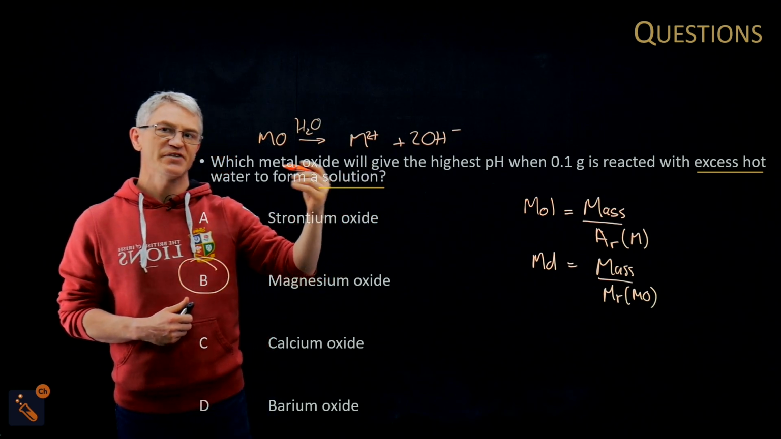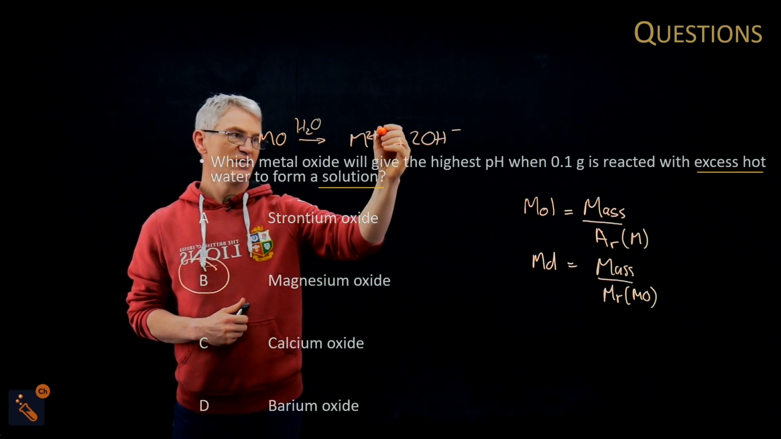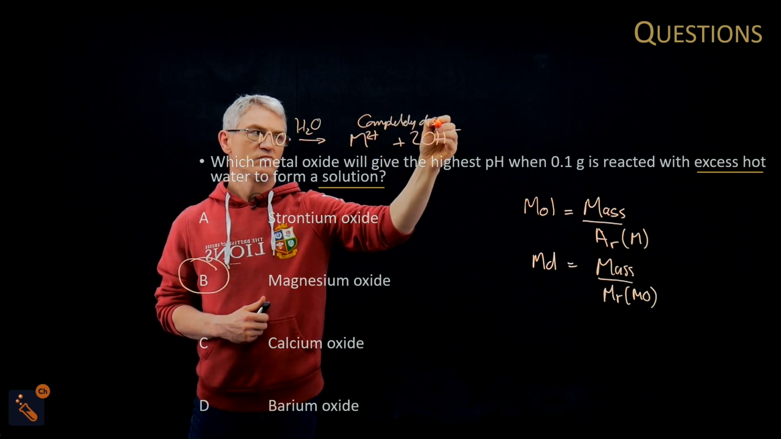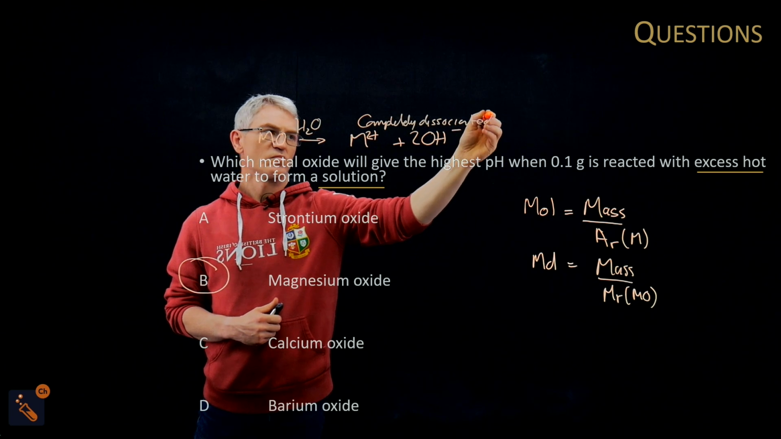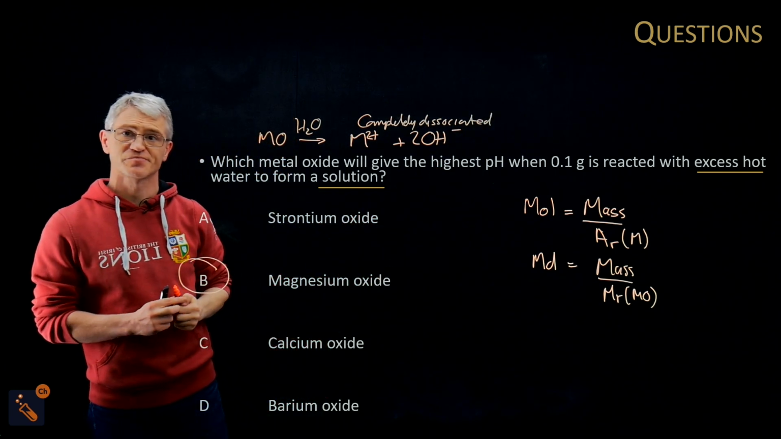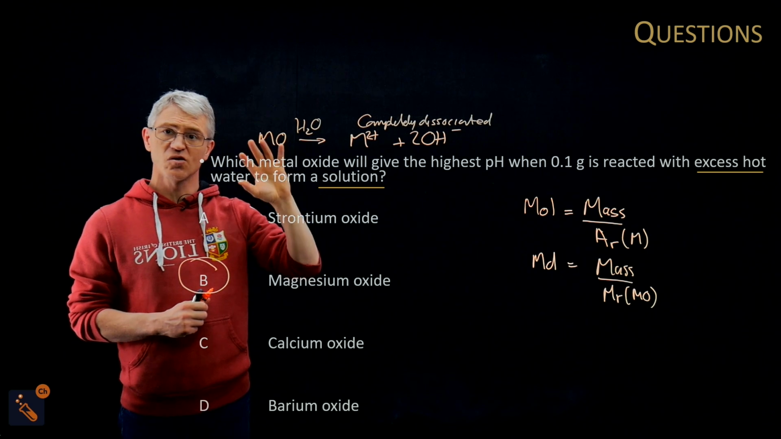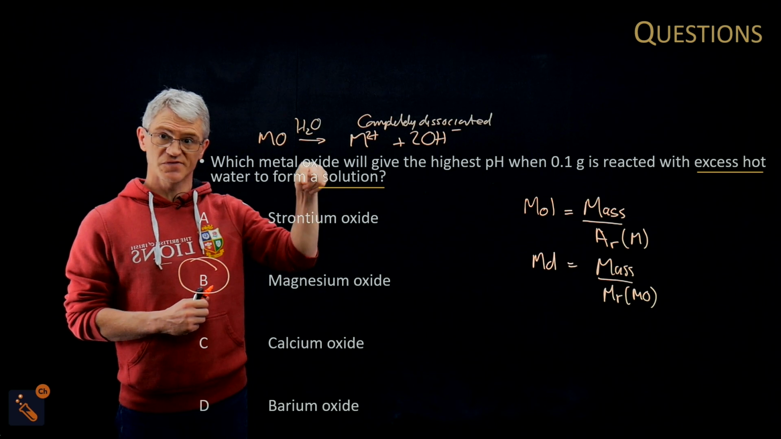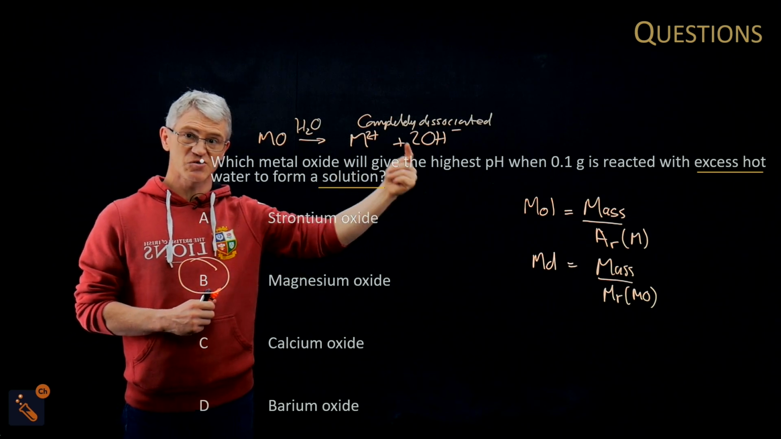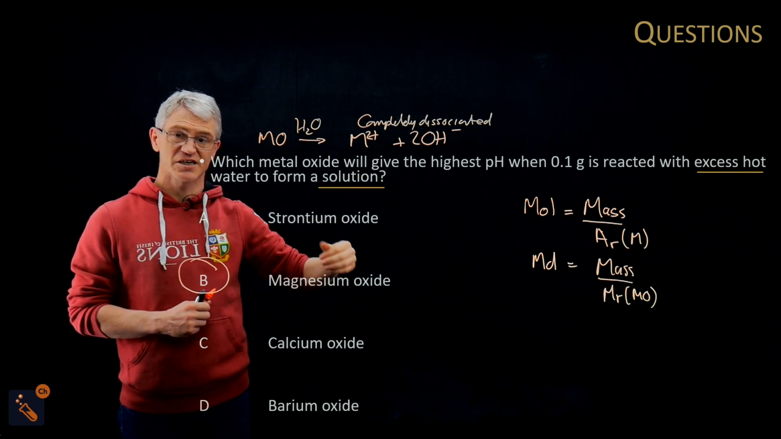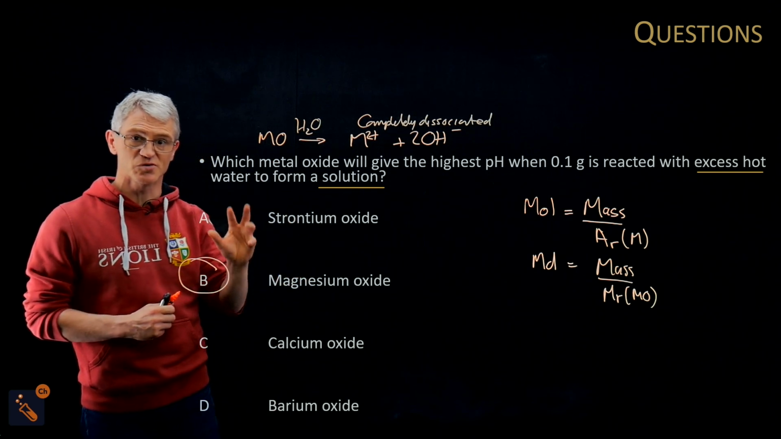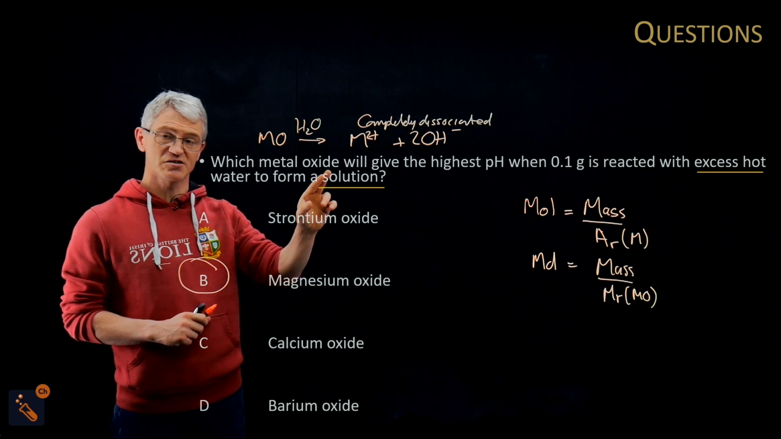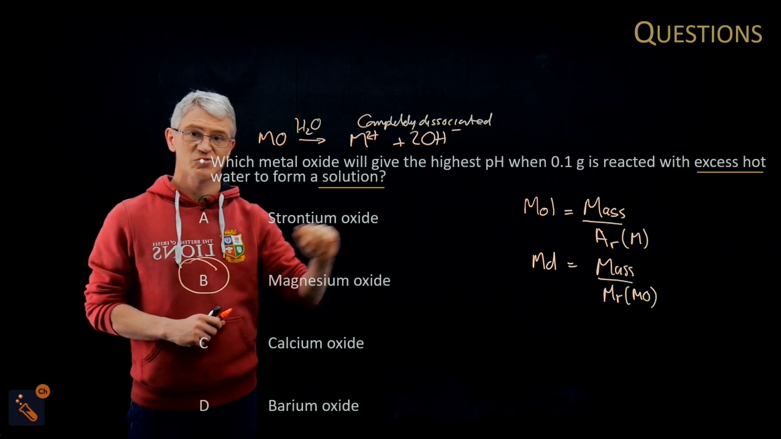Now if it is completely and utterly dissolved, it's completely dissociated. If it is completely dissociated, I just need to know what is the largest amount of moles of each one of these, and that will give me the highest pH, because that will give me the highest amount of this. So I just want to find out which is the highest number of moles. So all I can do is put the metal oxide molecular mass in and work out the number of moles there.